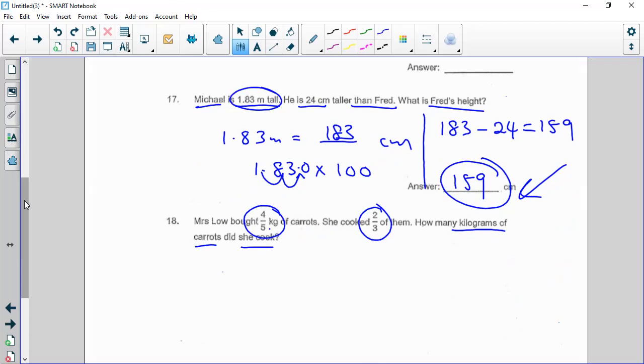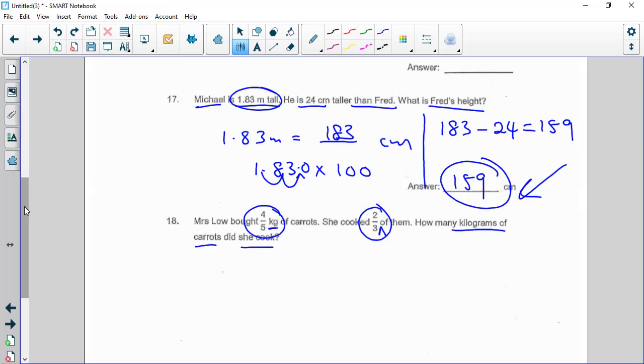Cannot, because this fraction has a kg. There is no kg in front of the other fraction. So those of you who took 4/5 minus 2/3, or made the denominator the same, that's wrong already. So how are you supposed to find how many kilograms she cooked?